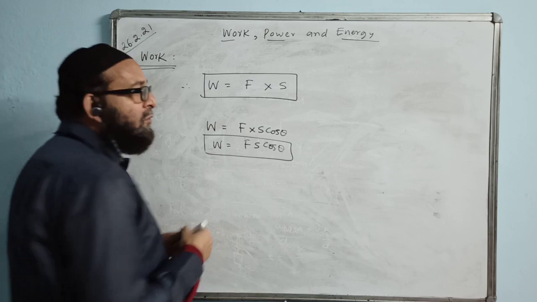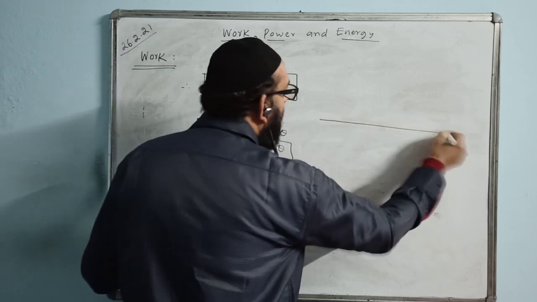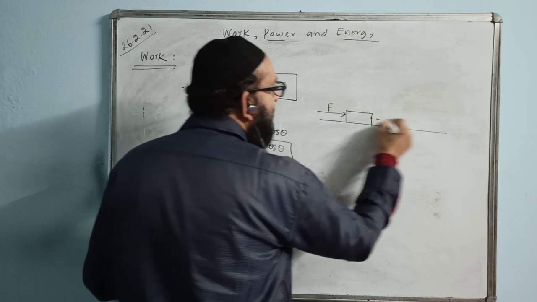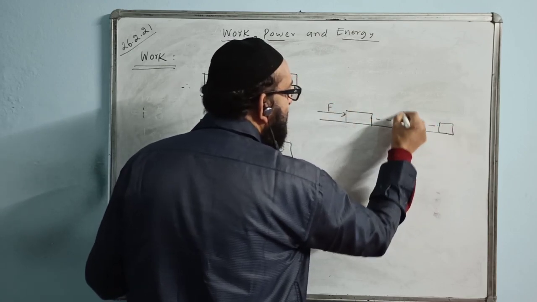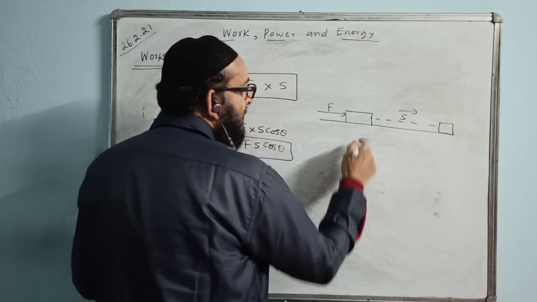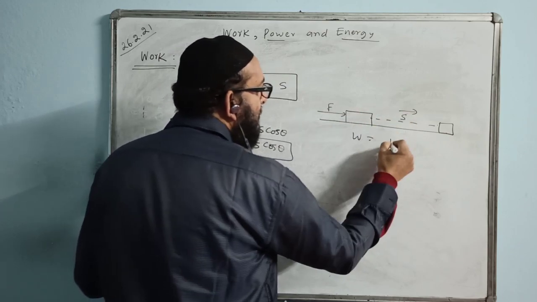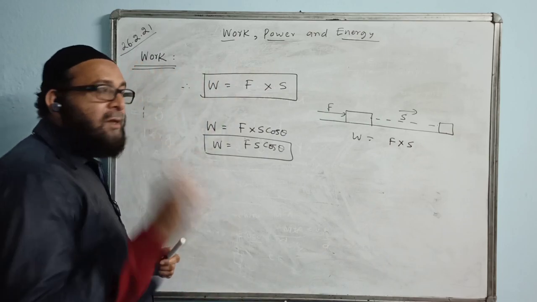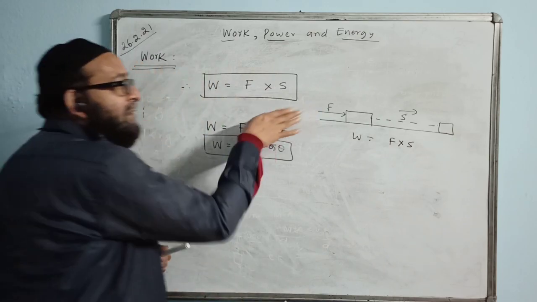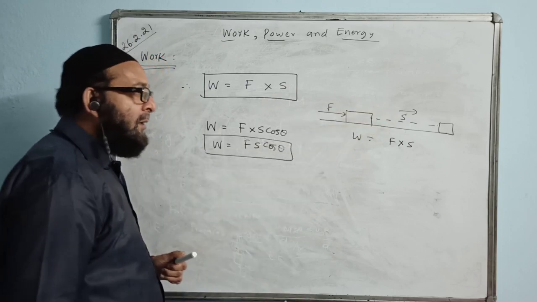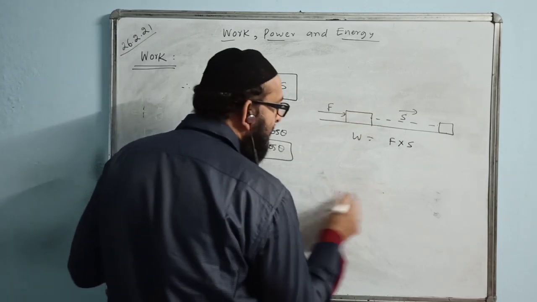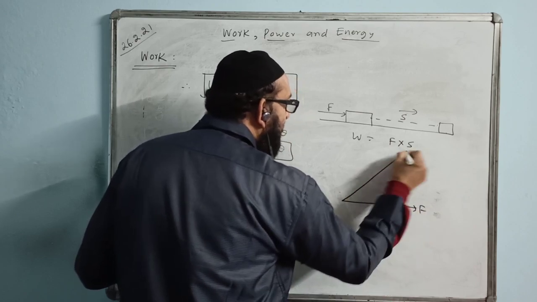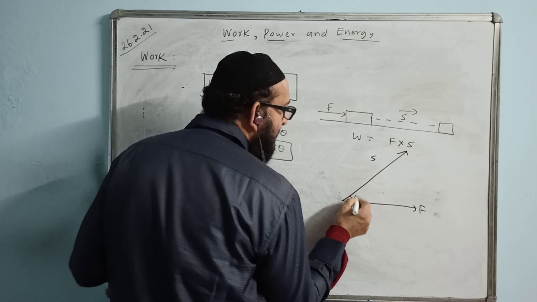And the logic, if you want to understand, you can understand. Suppose I am having a body here, and we are giving a force F here. Body moves in the same direction. This is the displacement S. Then work is equal to F into S, because both of them are in the same direction. The angle between F and S is 0 degree. But now, if we are having a force applied like this, but the body displacement is like this, S, there is some angle between them, theta.